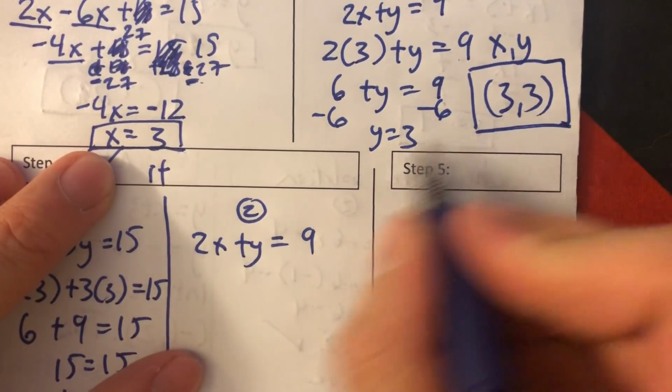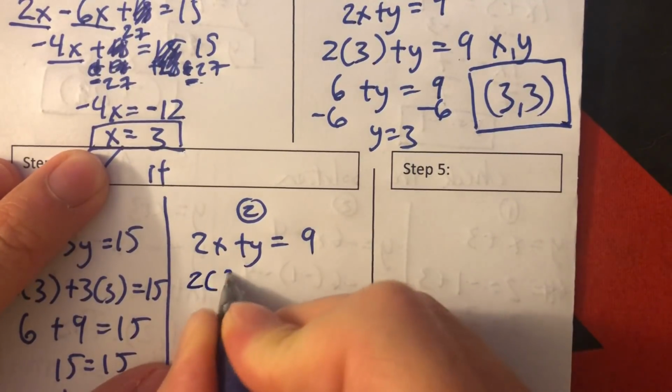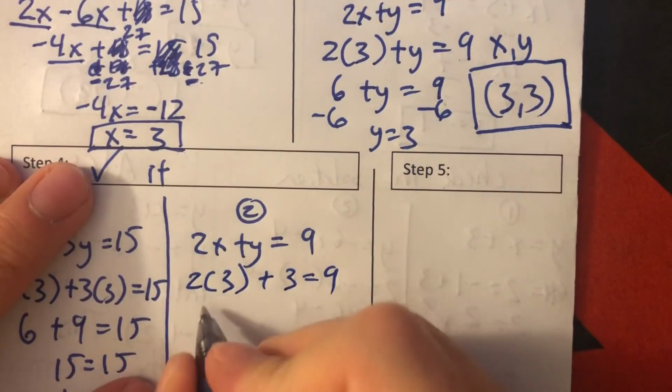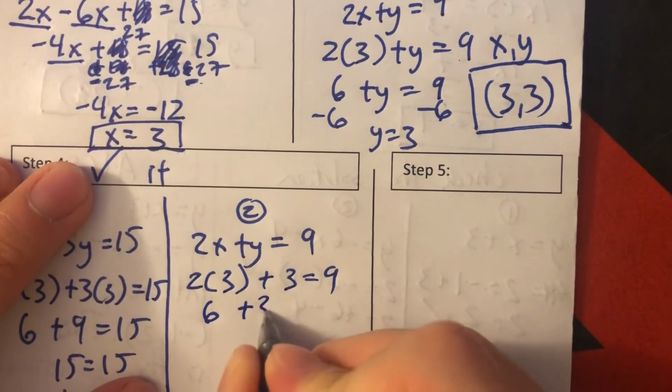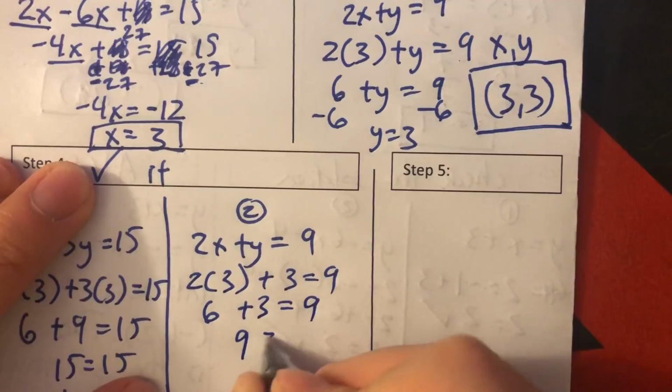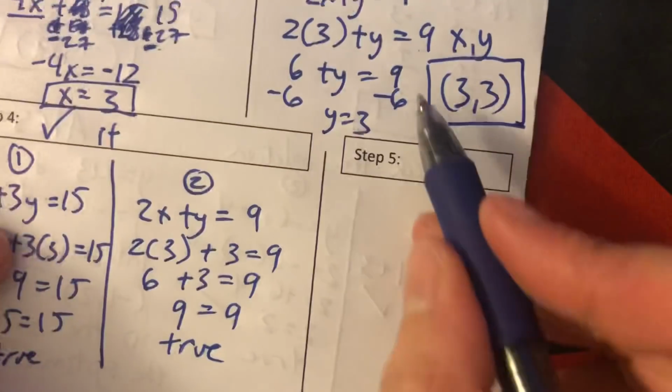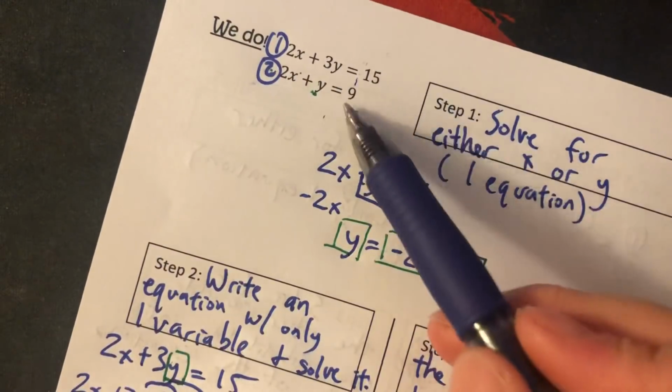So plugging in 3 and 3 into the x and the y, I have 2 parentheses 3 plus 3 is equal to 9. This gives me 6 plus 3 is equal to 9. 9 is equal to 9. Hey, this is true. That means that my solution is correct. 3, 3 is where these two lines cross each other.